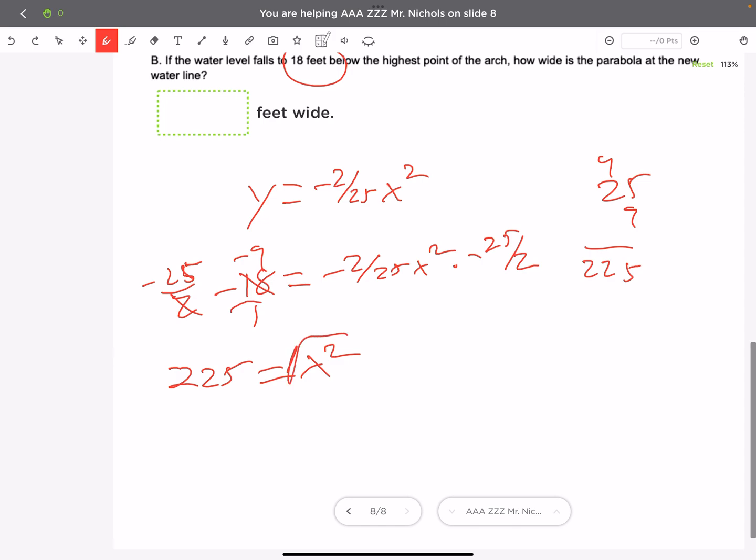So then I do the square root, and I get x is equal to ±15. And so that means my two x values are ±15 apart, which means that they are going to be 30 feet apart. So that's where the water hits, it will be 30 feet wide.